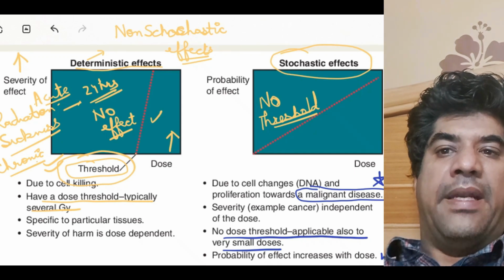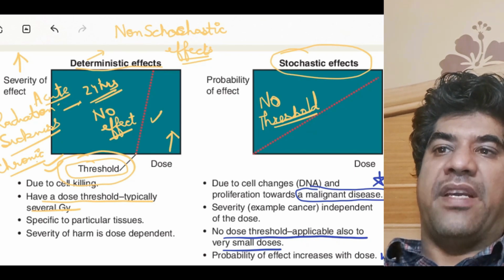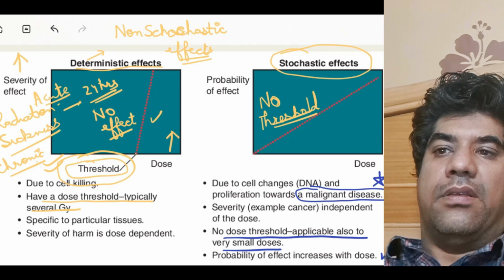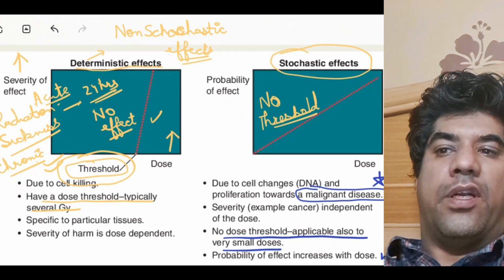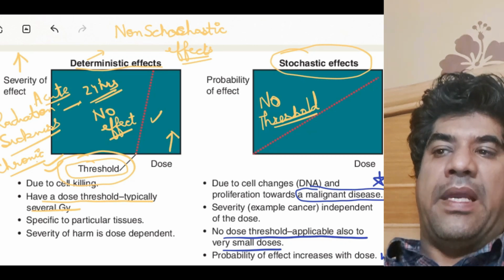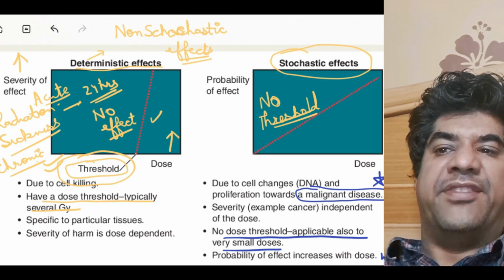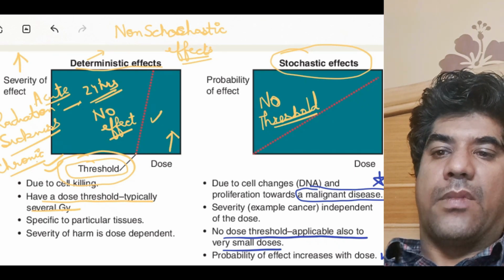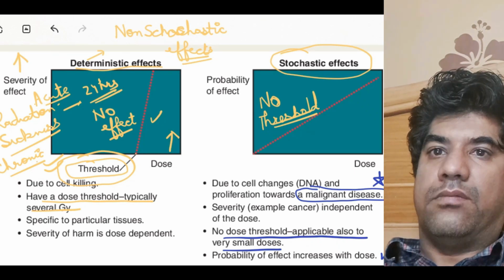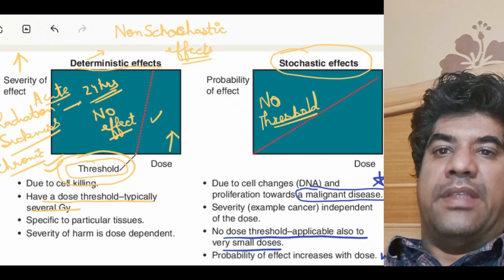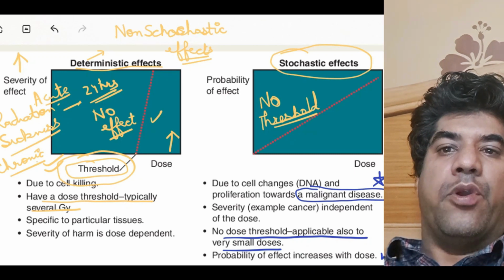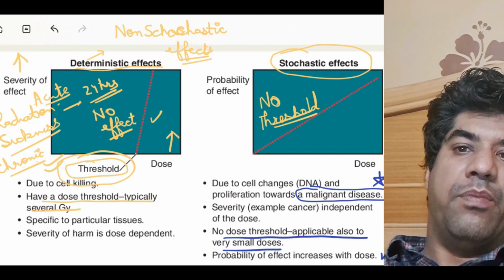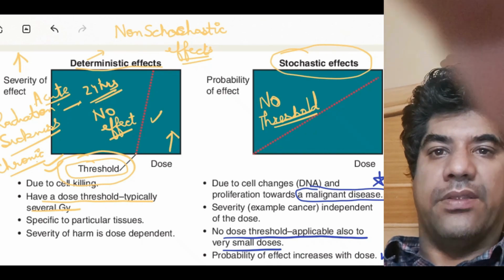The severity of harm is dose dependent, whereas the stochastic effect is due to cell changes and proliferation toward a malignant disease. It is not dose dependent. There is no dose threshold applicable, even to very small doses. Examples of the stochastic effect are leukemia, thyroid cancer, salivary gland tumors, and heritable disorders.